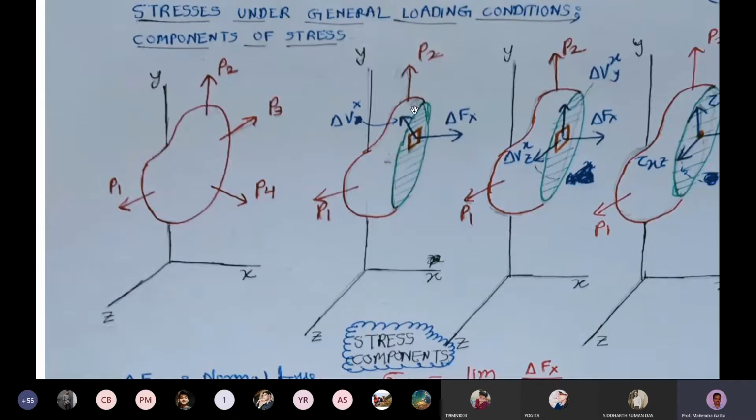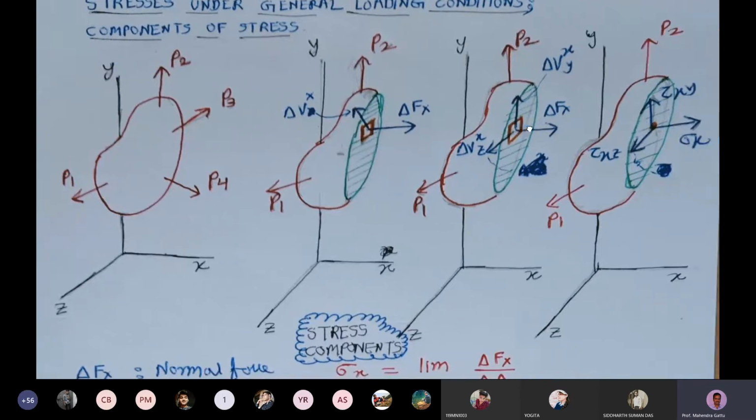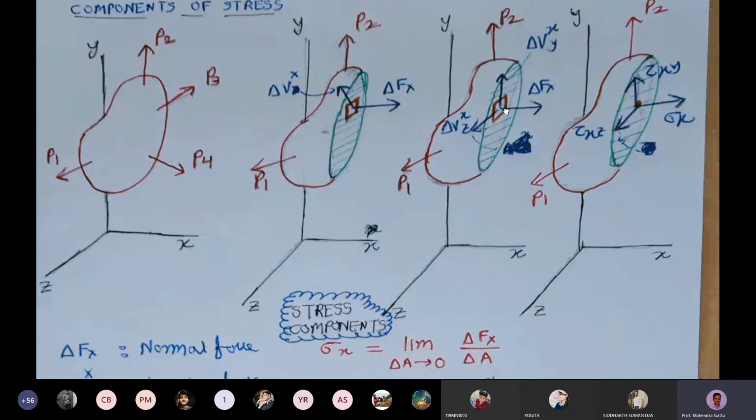We resolve this delta Vx into two components, one along the y direction and one along the z direction, as shown here. So we have delta Vx y component and delta Vx z component, one acting in the z direction and the other in the y direction. Now we define three quantities called stress components for that plane, for this small area element.